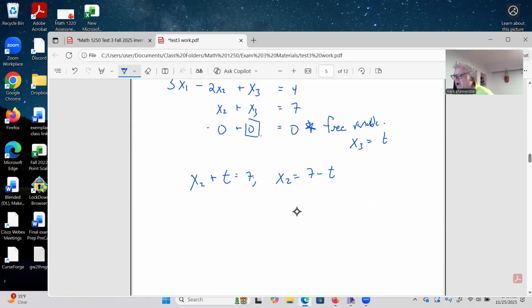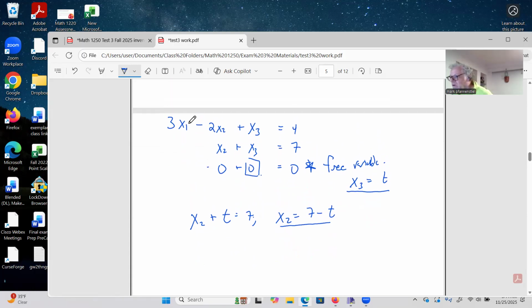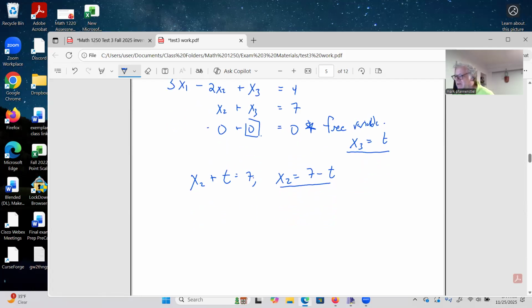Now, what I'm going to do is take both my x3 equals t and my x2 equals 7 minus t, and plug them into all the variables for row 1 so I can solve for x1. So we have 3x1 minus 2x2. x2 is going to be 7 minus t, and then x3 is just going to be t, and this is all equal to 4.